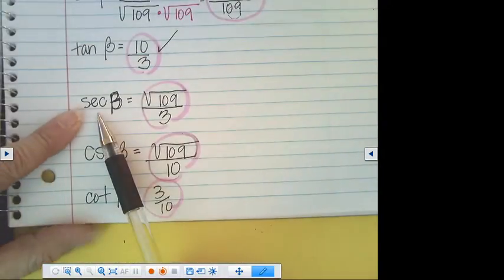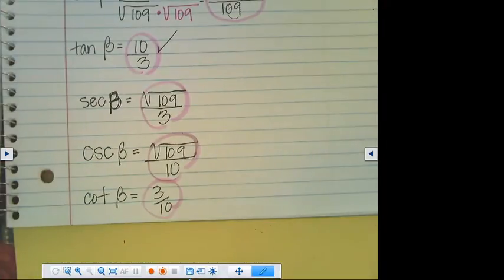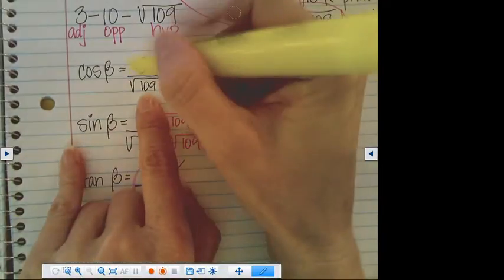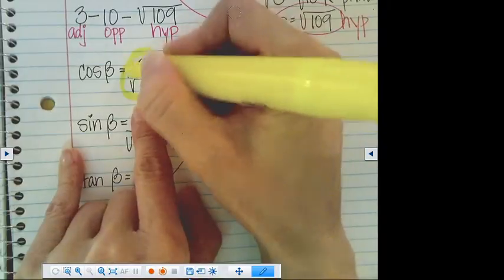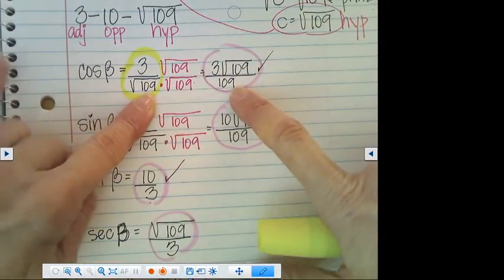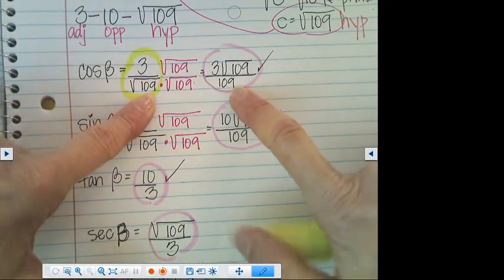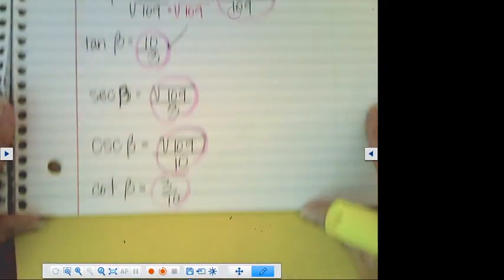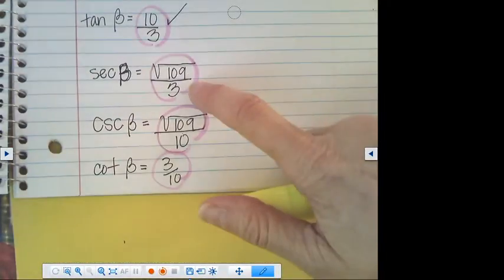Secant, again, let's talk about it. You have to invert the fraction on cosine. All right, guys, you've got this fraction, your original, and you've got your final answer. Which one of these are we going to invert to get our secant answer? The first one, the original. So that makes our secant value the square root of 109 over 3.